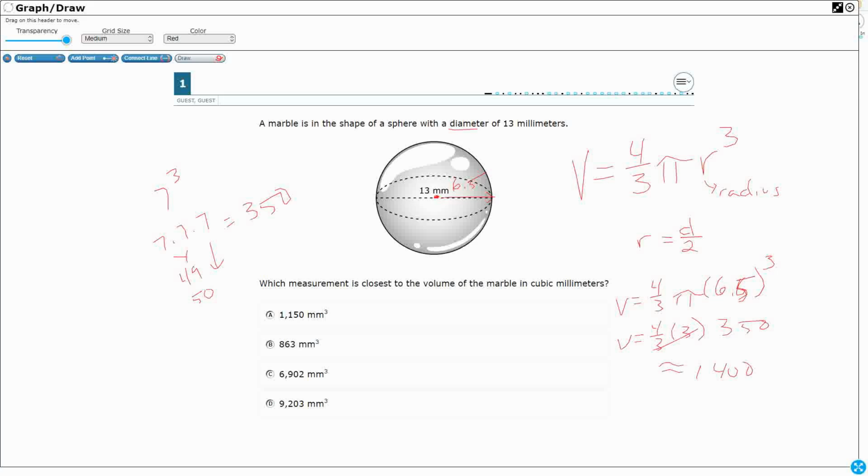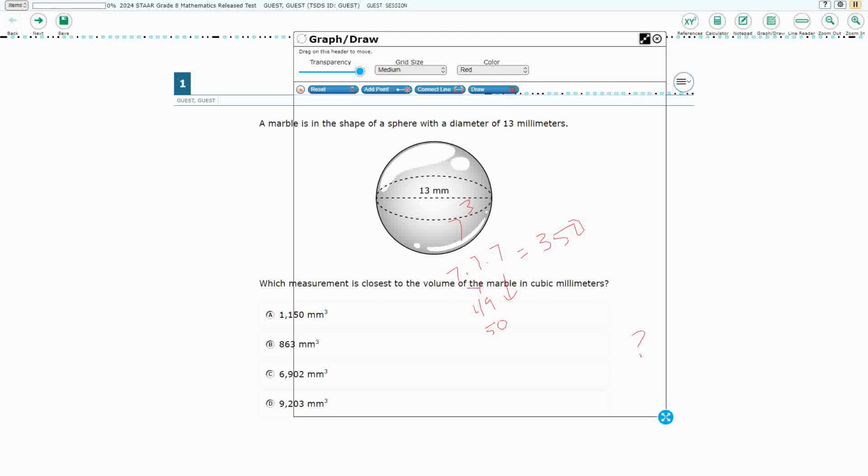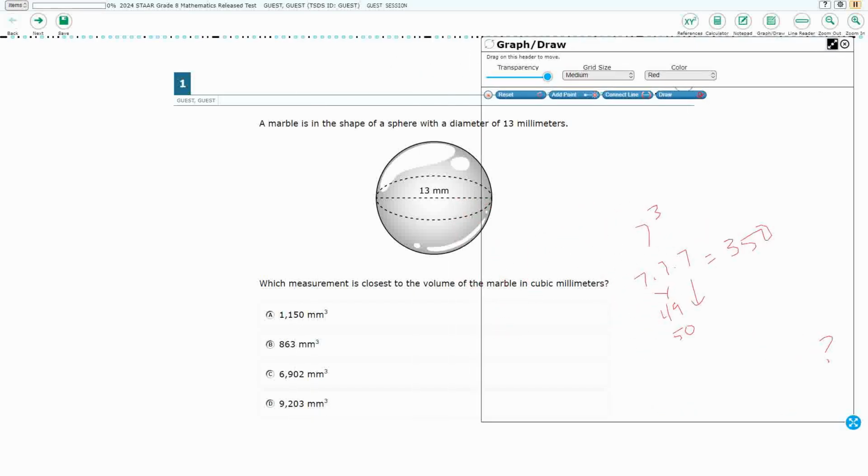Now, I've rounded quite a few times, so it's not going to be anywhere close. I kept going up from 6.5 up to 7, from 49 up to 50. So I think it's going to be a little bit less than that. So I'm thinking that is probably my best bet, but let's just double check. All right, so let me write this over here so I can see it. V equals 4/3 pi. Remember my r was 6.5 cubed.